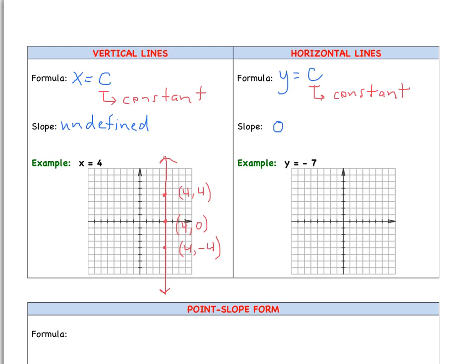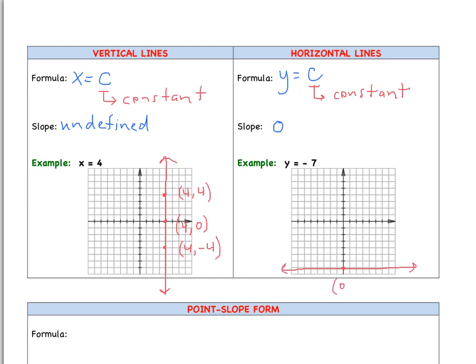So when 0 is in your numerator, it goes to 0. Okay, so now let's go ahead and graph the line y equals -7. So we can go down to the point (0, -7). Okay, and we've got a horizontal line that passes through this point. I'm a little off here. And then we can label some points here.